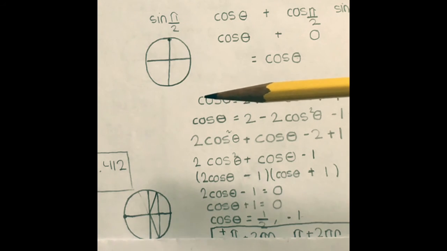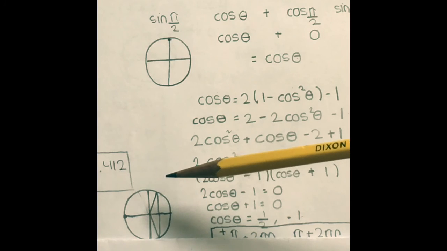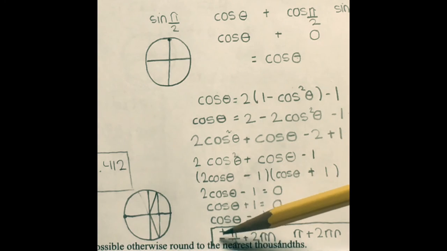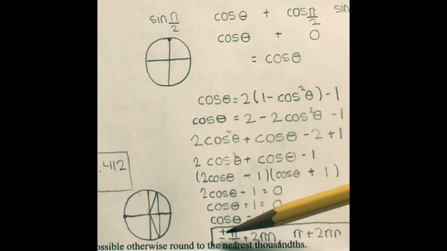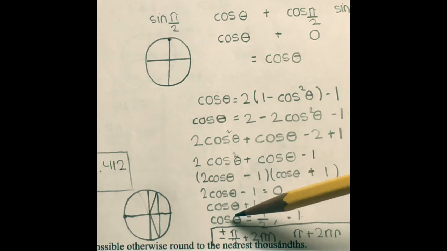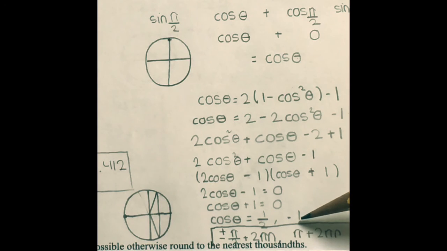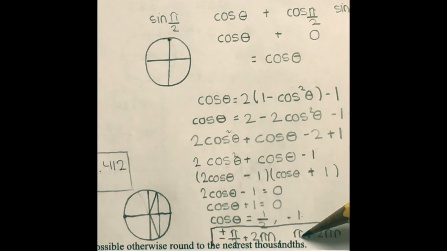Because there is no domain restriction, we can write these two answers as one answer, which is represented by plus or minus pi over 3 plus 2 pi n. You cannot write your answer in this form if there is a domain restriction. Now to the next location, cosine theta equals -1. -1 on the unit circle is this location here, and that is pi. So our second answer will be pi plus 2 pi n.